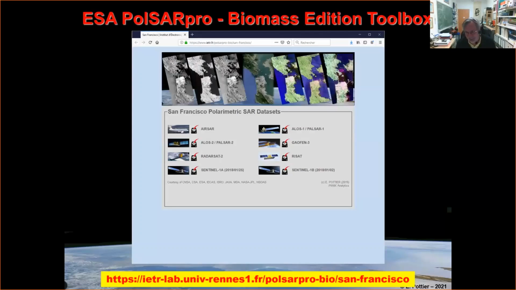The same area was acquired by an airborne SAR system and by different spaceborne systems: ALOS-1, ALOS-2, Gaofen, RADARSAT-2, RISAT, Sentinel-1A, Sentinel-1B, etc. You can download all these images for free. You can use PolSARpro to import these datasets, and then you can train using these images and compare different resolutions, different frequencies, different observation configurations, etc.